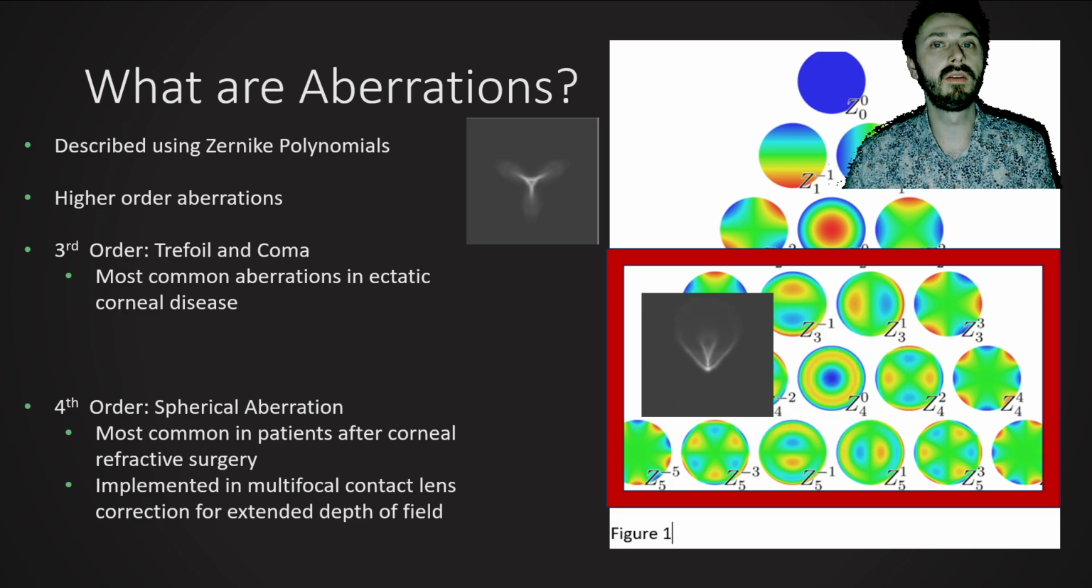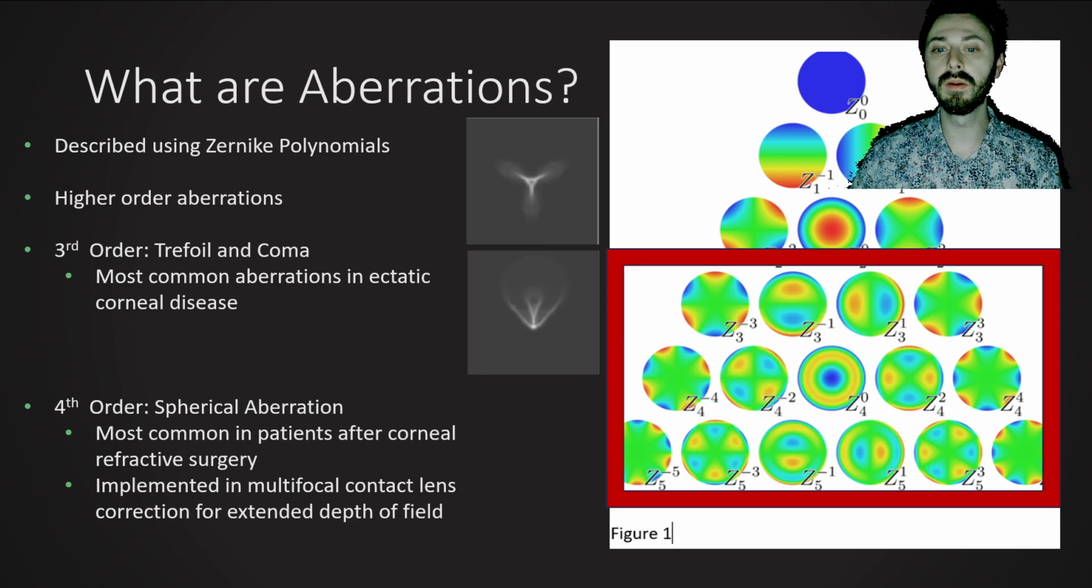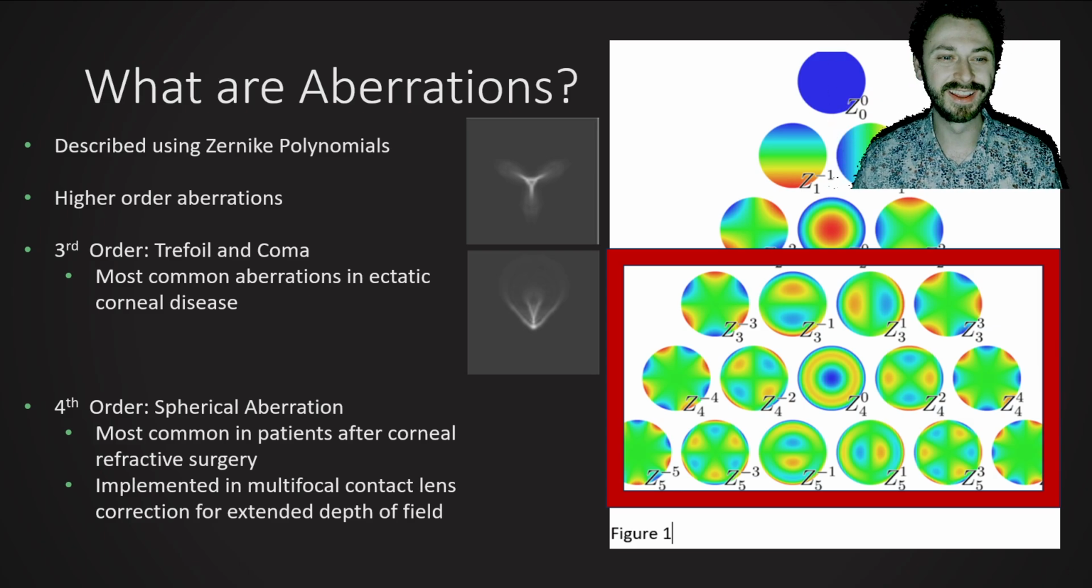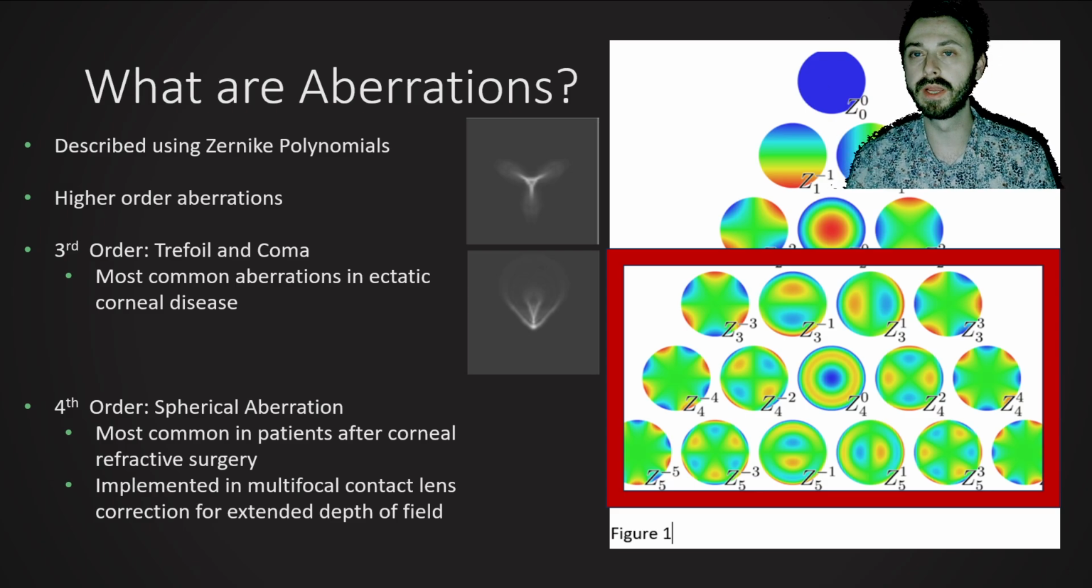Coma, we really often think of the comet's tail. To me, it more looks like a boat going through water, leaving wake behind it. Whatever works best for you to remember it. But you can see why patients who have a lot of coma are going to be complaining of streaking.